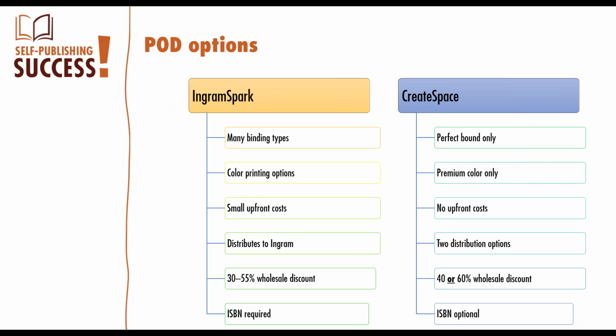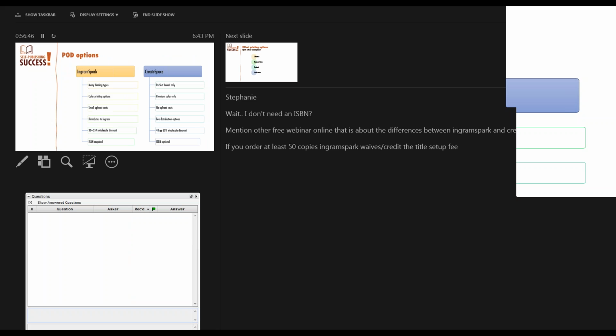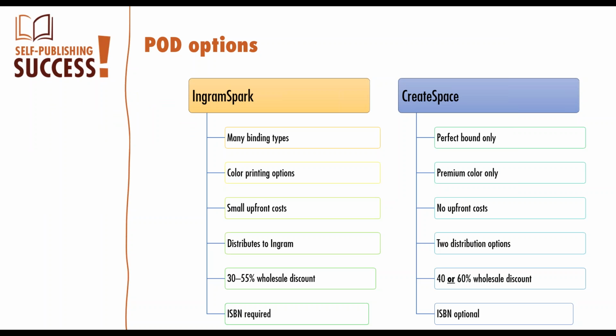Very small upfront costs with Ingram Spark. It just costs $49 to get a title set up with them. And they usually have specials where if you get 50 books printed, they're going to waive that title setup fee. CreateSpace has no upfront costs. It doesn't cost you anything to get a book uploaded to them. We're going to get into the distribution that both of these offer in a moment.